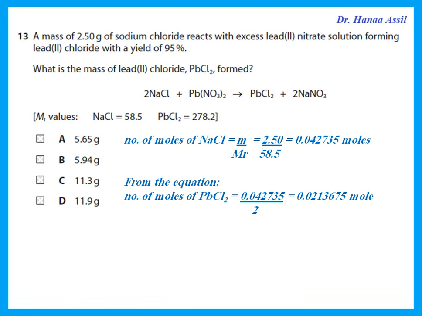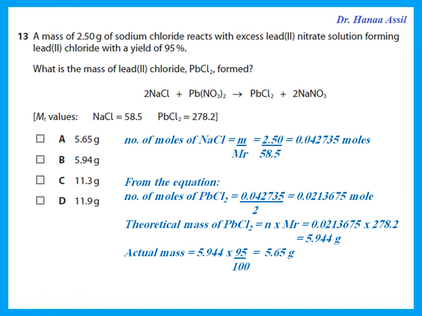What does he want? He wants the yield. Yield means mass. So the theoretical mass. If I do this theoretically, I should get how much of the lead chloride, number of moles times MR, I should get 5.94 grams of lead chloride. But then he says that he got a yield of only 95%. That means what he actually got was 95% of that. So he actually got 5.65 grams.